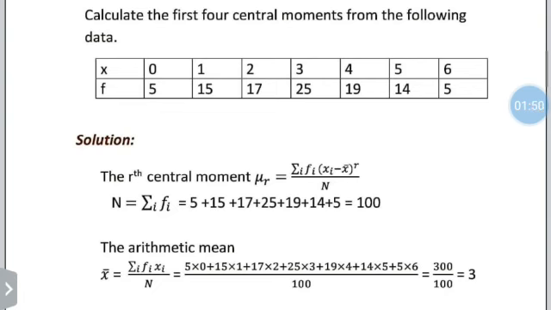Next we have to calculate the value of the arithmetic mean x bar, which is equal to summation over i fi into xi divided by n. For the numerator, we multiply the value of xi with the corresponding frequency fi and add all the terms, that is 5 into 0 plus 15 into 1 plus 17 into 2 plus 25 into 3 plus 19 into 4 plus 14 into 5 plus 5 into 6, which is 300, divided by the n value 100, which is equal to 3. So, the value of x bar is 3.